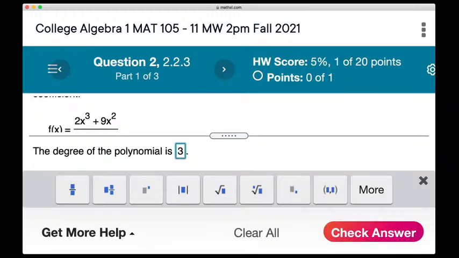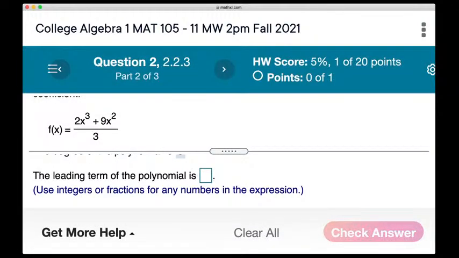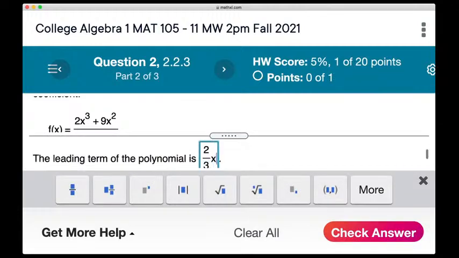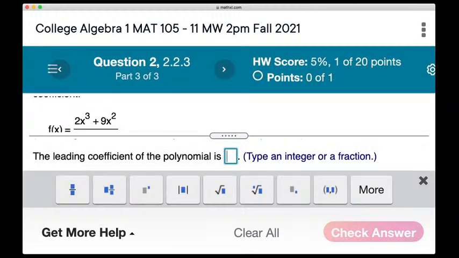The leading term is the term with the highest exponent. You might be tempted to say 2x cubed, but again, we need to rewrite this where we distribute that 3. So it's going to be 2/3 x cubed. The leading coefficient is the 2/3. And that was it.